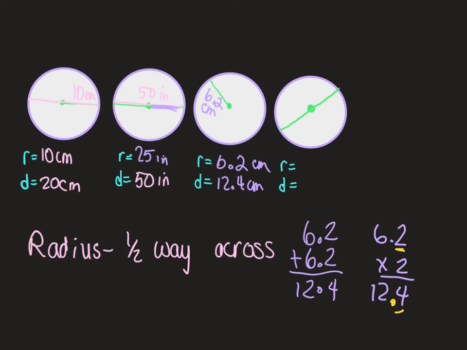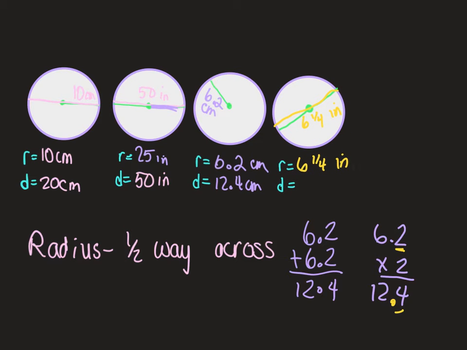What if the whole radius is 6 1/4? So the radius is 6 1/4 inches. Just kidding. Wrong. That's in the wrong spot. Can I move it? No, I can't move it. Okay, that's the diameter, not the radius.